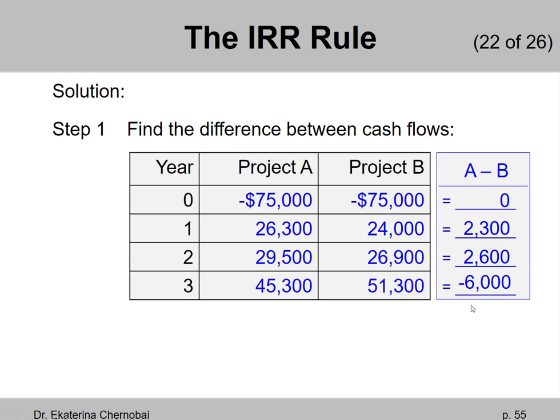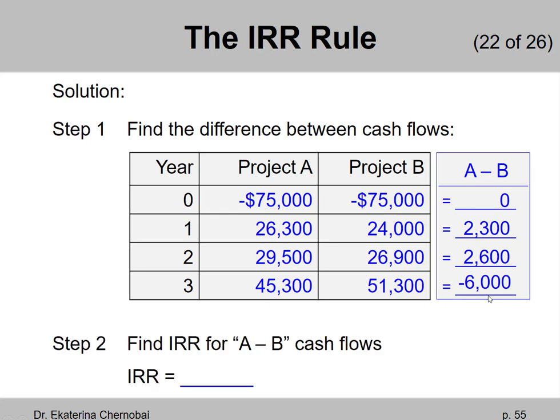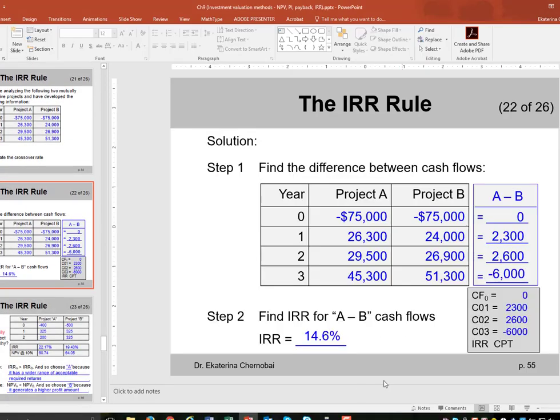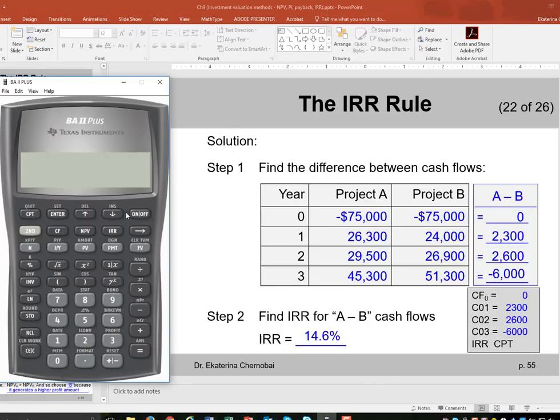The second step is take these resulting differences in cash flows, use them in the cash flow keys in the financial calculator, and compute the internal rate of return. When you do that, you get 14.6%. And you can see how you would enter the numbers in the calculator. So let's do that together.